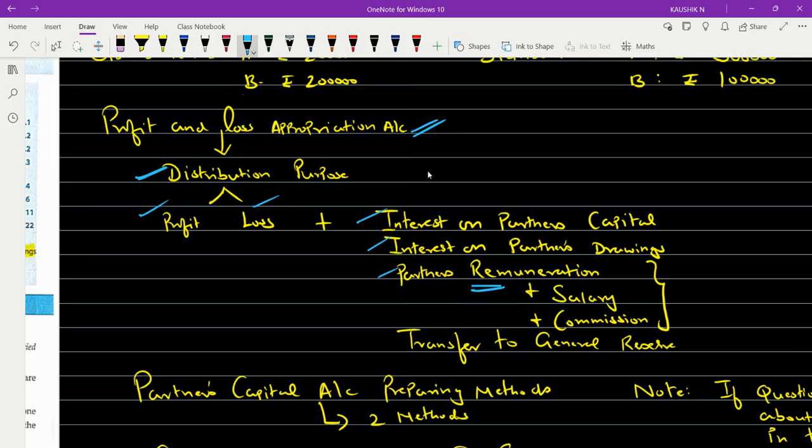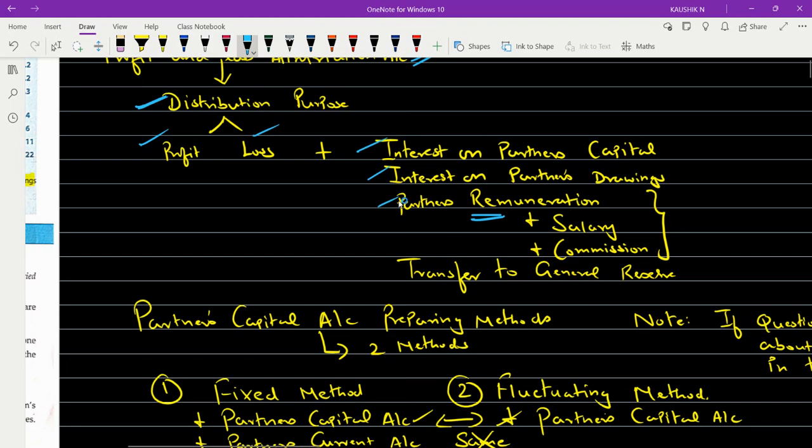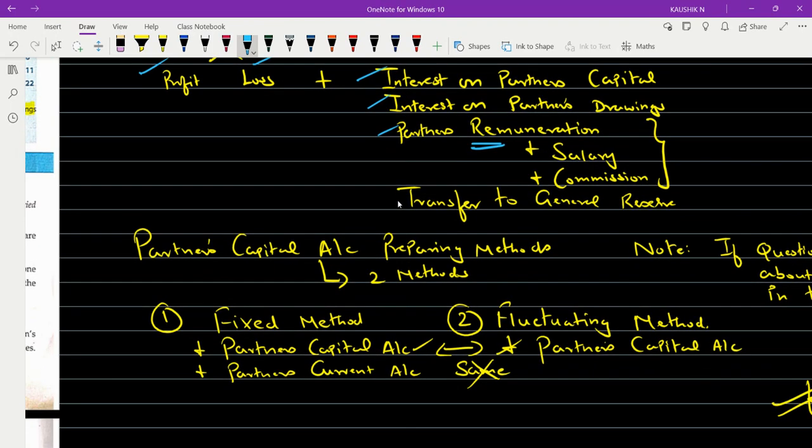The next one is transferring the amount to general reserve. What is the general reserve and why transfer the amount to general reserve? Everything we'll be learning in detail. And then we have just discussed something about preparing the partner's capital account. In partnership business, the partner's capital can be maintained in two methods. One is the fixed method and the other is the fluctuating method.